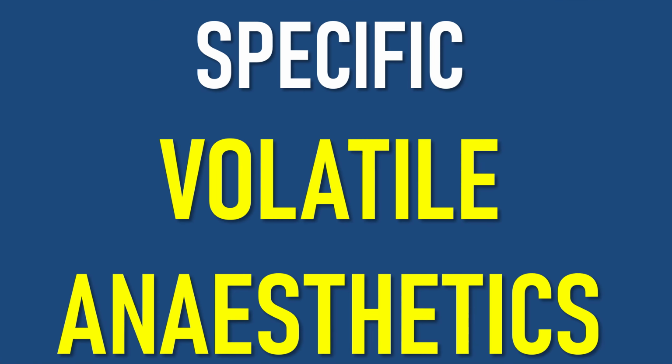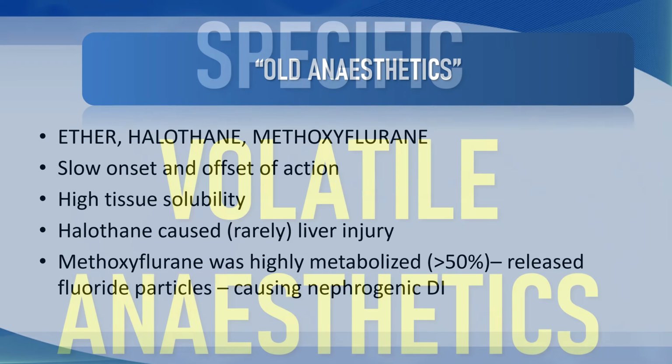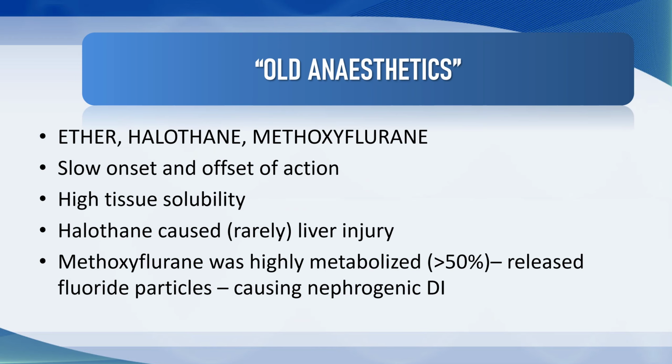Now let's look at specific volatile anesthetic agents. If you recall from our previous discussion how we got to here, I discussed old anesthetic agents, ether, halothane, and methoxyflurane. Now, these agents were very soluble in both blood and tissue, so there was a slow onset time and a slow offset time of action. Halothane was known to cause liver injury. Methoxyflurane, which was the first fluorinated ether, was highly metabolized by a factor of maybe 50%, and that released fluoride particles that were nephrotoxic, causing nephrogenic diabetes insipidus.